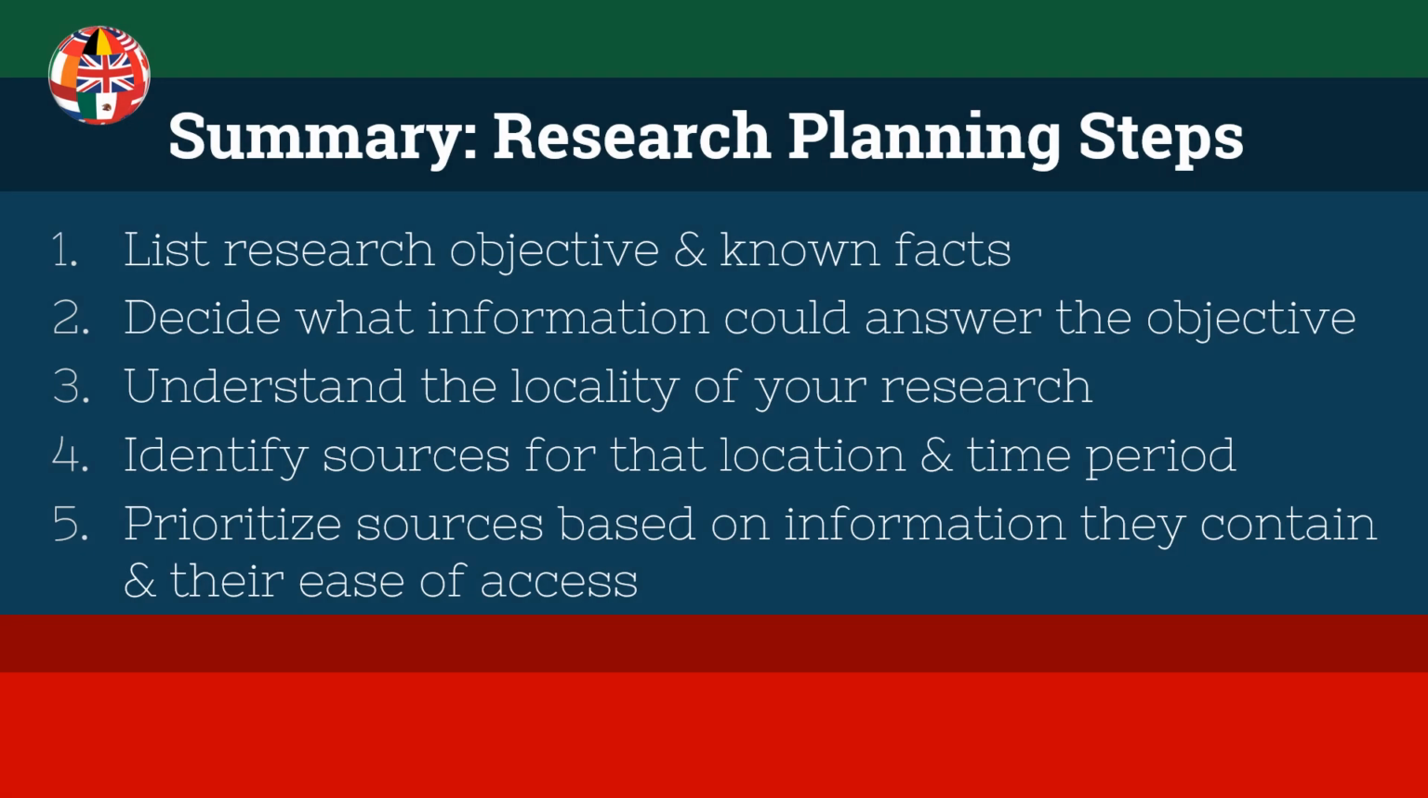In summary, the research planning steps include: 1. List the research objective and known facts. 2. Decide what information could answer the objective. 3. Understand the locality of your research. 4. Identify sources for that location and time period. And 5. Prioritize sources based on the information they contain and their ease of access. As you follow these steps, you will not only save time in the long run, but your research will also improve.